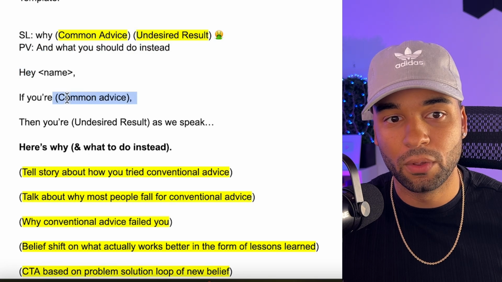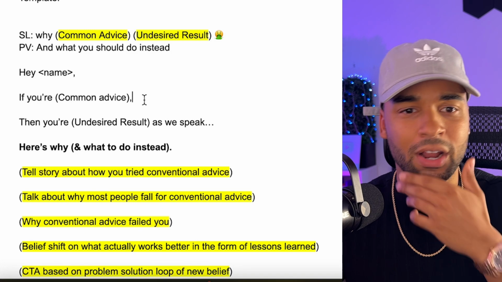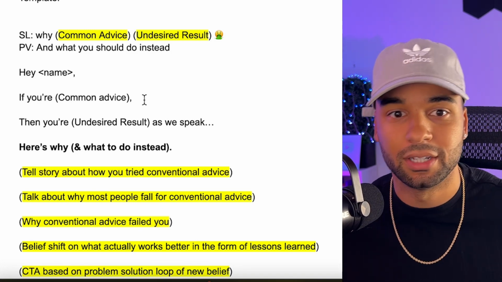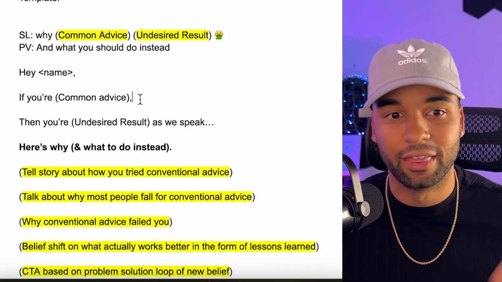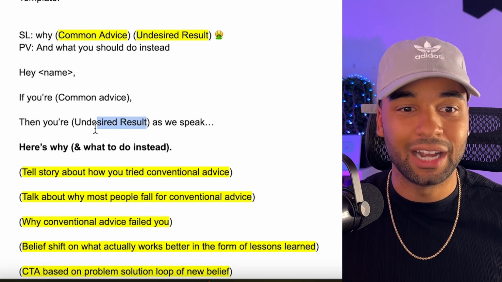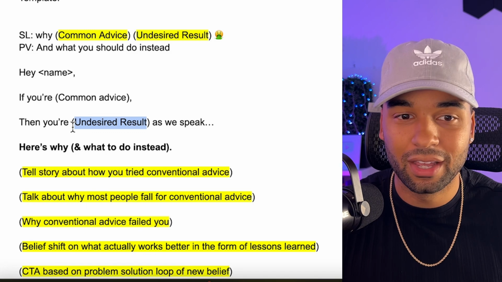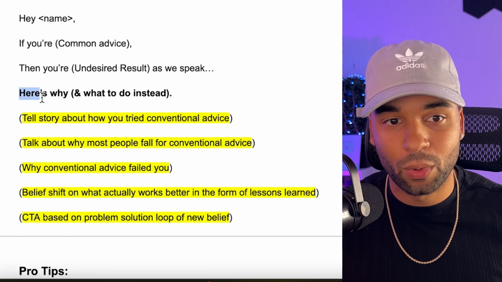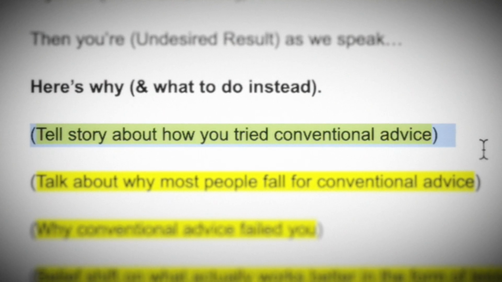So, hey name, if you're doing the common advice, right? On a diet, if you're fasting, if you're on the keto diet, or if you're trying to grow your business by XYZ, or if you're trying to get girls by cold approaching out in the mall, then you are whatever as we speak, right? So you're actually losing money as we speak, or you're gaining weight as we speak, or you are whatever the undesired result is as we speak. Here's why and what to do instead, okay? And the next pieces are essentially structural. So you're gonna have to figure them out, but again, they're really, really easy. So tell a story about how you tried the conventional advice, right?